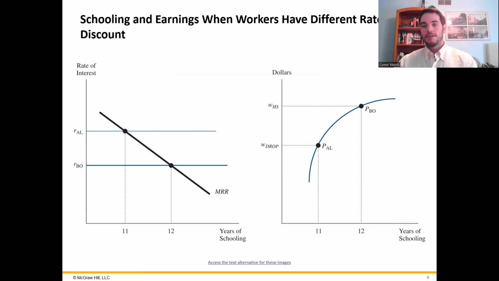Now, what happens if the government notices this and tries to help Al by passing a law that requires all students to graduate high school, to stick it out through the end? It would be tempting to say that Al would receive the same wages as Bo, that it would just move him from point P here, now that we're up to the 12 years of schooling, up here, the same as Bo, and receive the same wages. If 100% of the earnings difference is related to education and no other characteristics between Al and Bo, then that would be true.